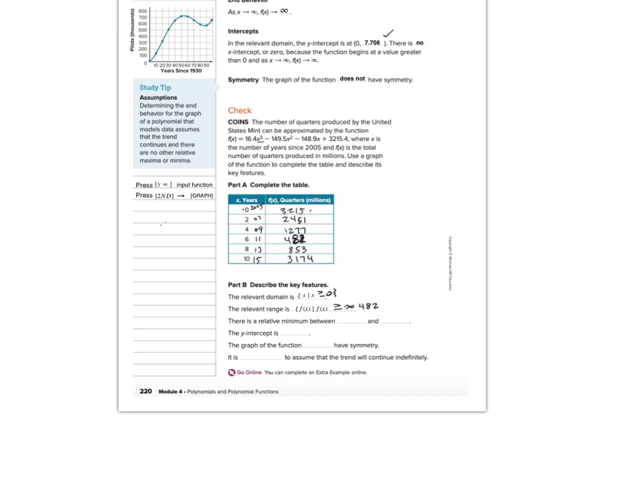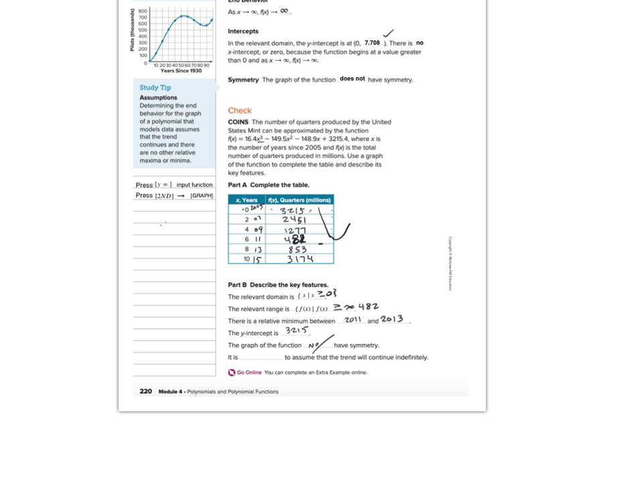Now the relative minimum occurs somewhere, it seems that the numbers are decreasing until we hit 482, and then it spikes back up to 853. So in between 2011 and 2013, we have what appears to be a relative minimum. And then the y-intercept, we know again where we started when x is 0. And then the graph of the function does not have symmetry. If you were to look at it, we can see that none of these numbers seem to be symmetric.